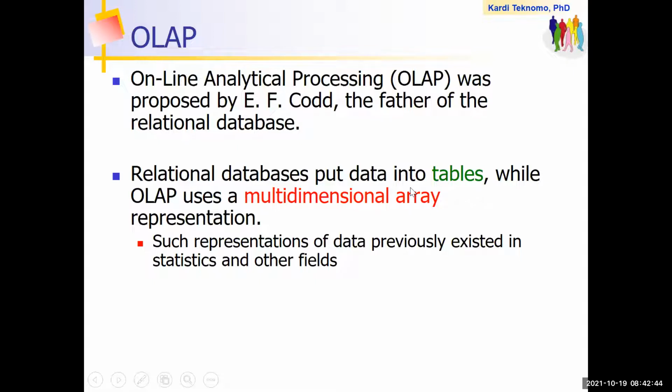Anyway, this is just the history. OLAP was proposed by the same person who actually proposed the relational database. That means this is like the newer version of the database. So in the old way, they use a relational database, which is still used until today. In a relational database, you keep data in tables. But in OLAP, your data structure is no longer tables, but a multi-dimensional array.